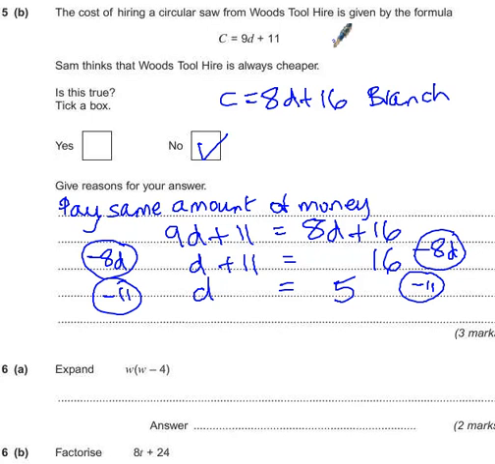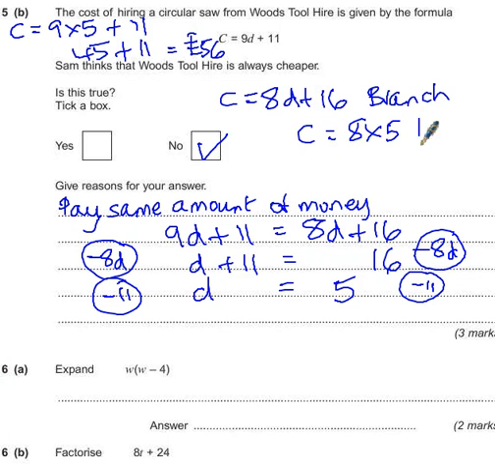Let's just check that. On 5 days here, my cost is going to be 9 times 5 plus 11. So 9 times 5 is 45 plus 11 is £56 at Woods. Let's just check it at Branch. The cost is equal to 8 times 5 plus 16. 8 times 5 is 40 plus 16, £56 at Branch. So we've just shown that the cost is the same amount for 5 days.